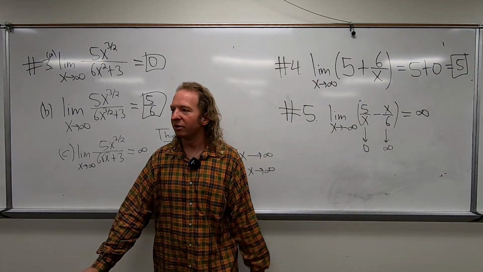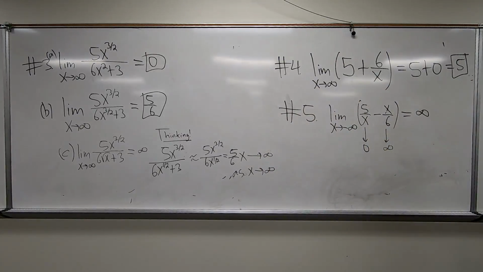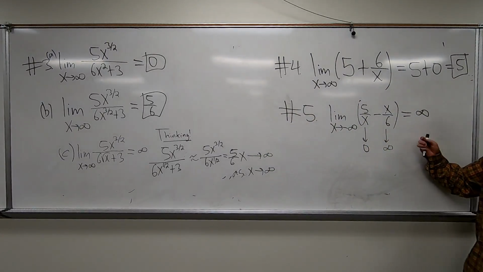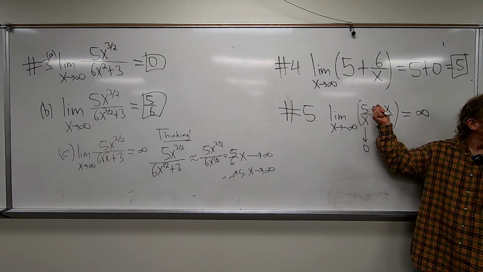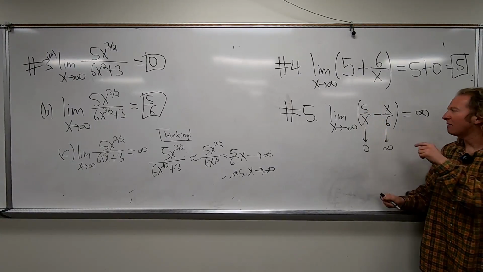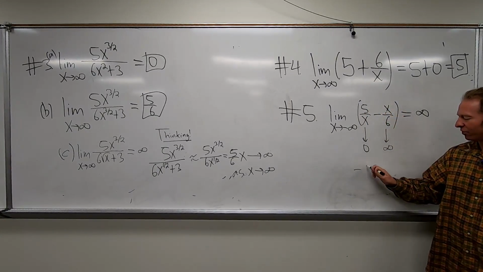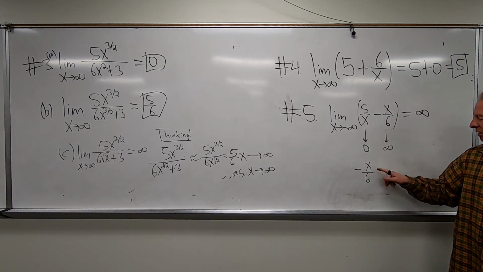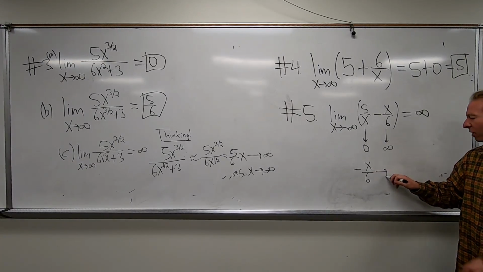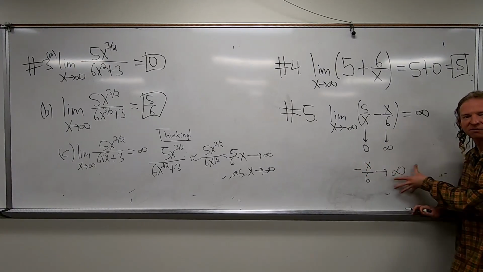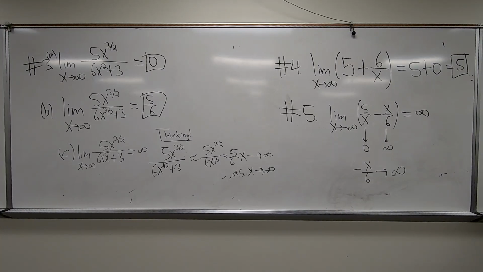Kind of a hard one to think about, so a little bit harder. Any questions on this one? Everyone see why this is 0? Because it's 5 over something big. And then again, this negative x over 6, x is approaching negative infinity, so this is going to approach infinity. That's the idea. Okay, a little bit sneaky.